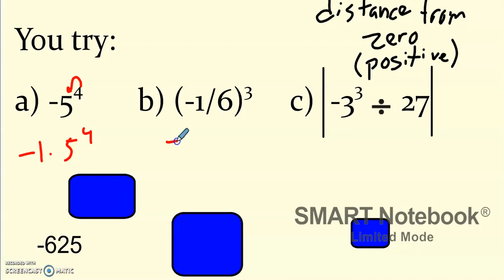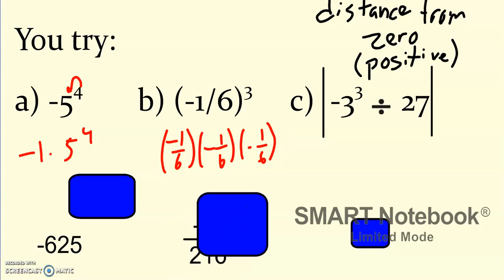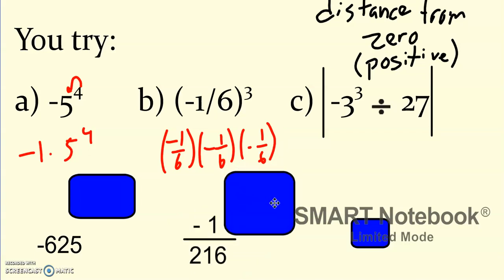For B, we have the fraction -1/6 raised to the third power. So this is going to be -1/6 times -1/6 times -1/6. And so we get a whopping total of -1/216. If you have the negative sign with the 1 or on the outside of the fraction, it is the exact same thing. You are good to go.